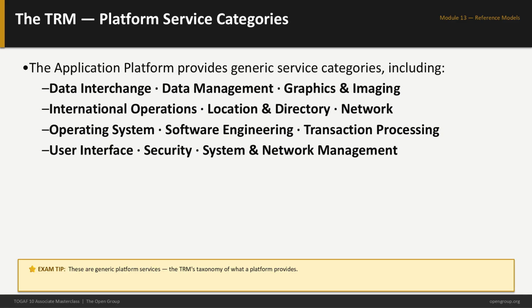The application platform provides a range of generic service categories. The TRM's taxonomy lists categories such as data interchange services, data management, graphics and imaging, international operations, location and directory, network services, operating system services, software engineering, transaction processing, user interface, security, and system and network management. You don't need to memorize every single one for the foundation exam, but you should recognize that these are generic platform services, the TRM's structured taxonomy of what any application platform provides. If a question describes a categorized list of generic platform services, that's the TRM's service taxonomy at work.